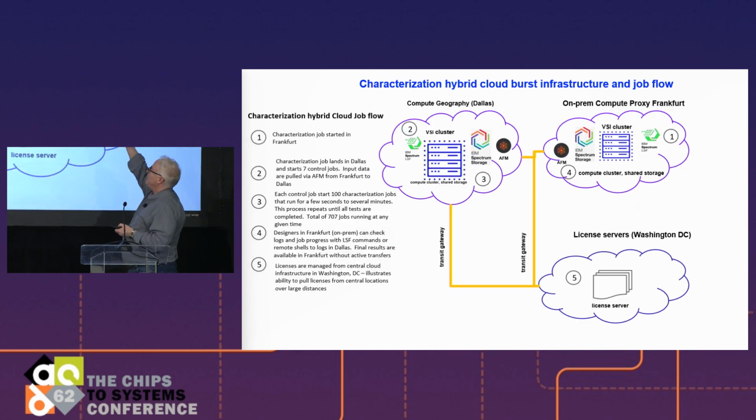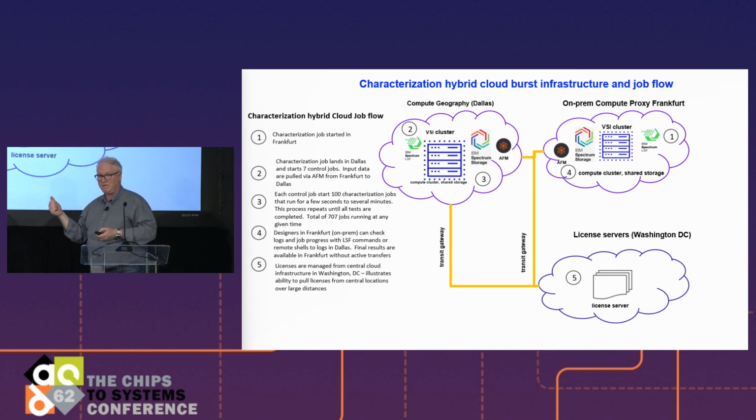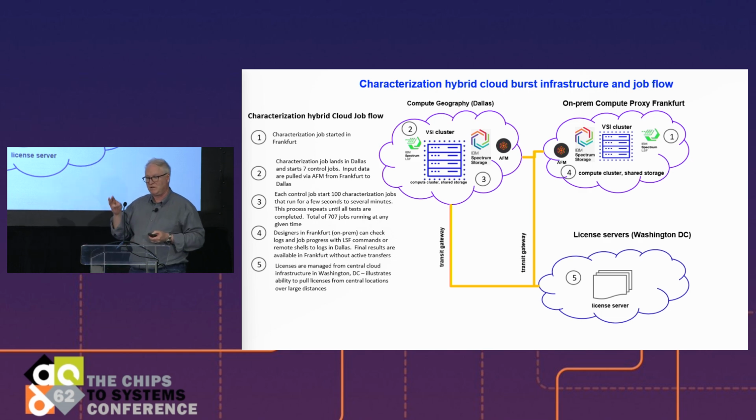So in this diagram, we have the same kind of flow. We have an on-prem proxy in Frankfurt. This time, instead of running in Sao Paulo, we're running in Dallas. We have the same suite of products. We have AFM for caching and providing input data for the run. We have Spectrum storage. We have LSF configured in both places. And again, licensed servers in Washington, DC.